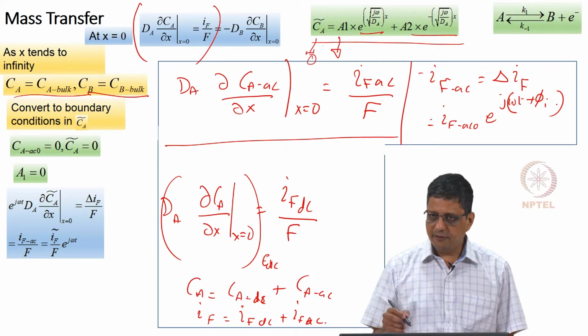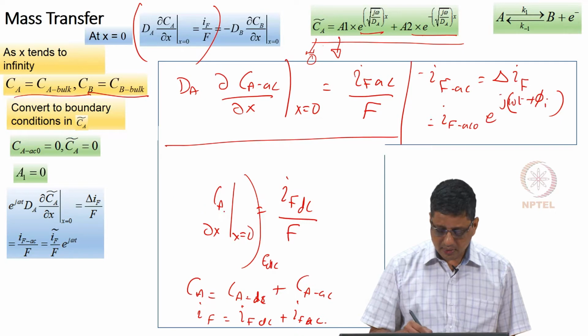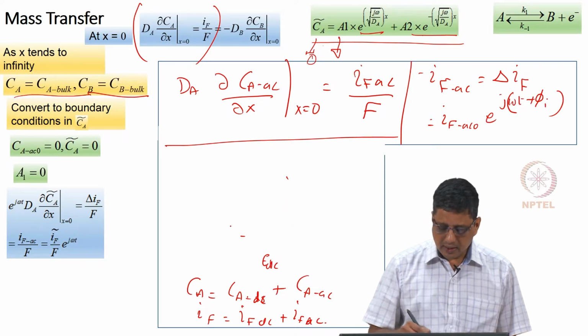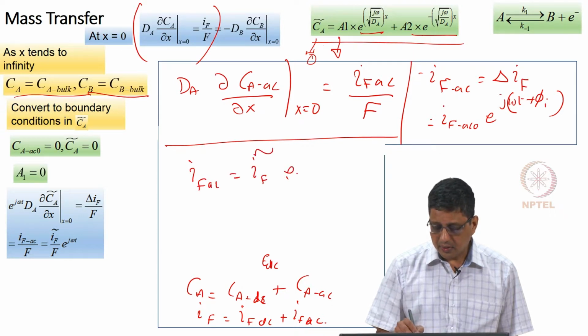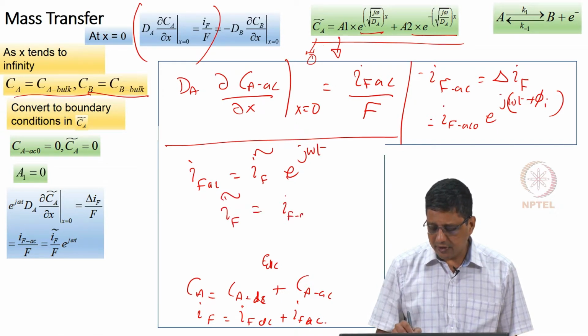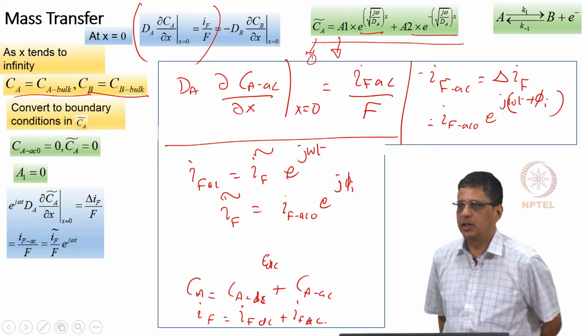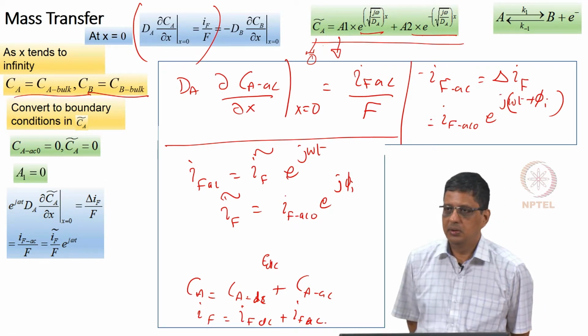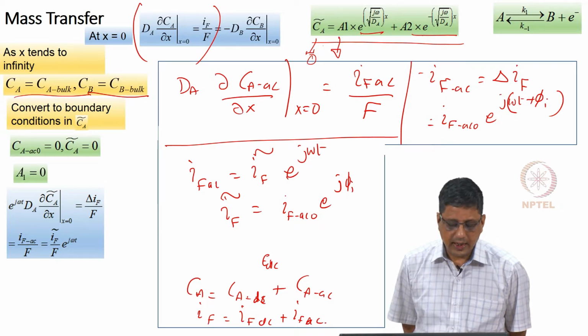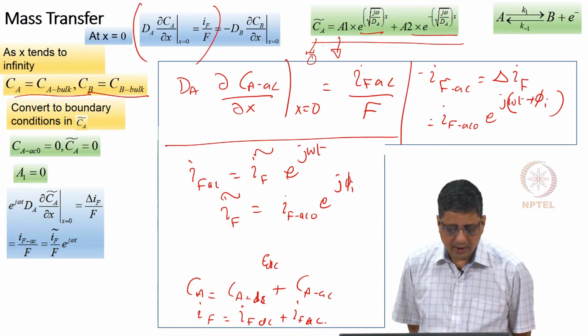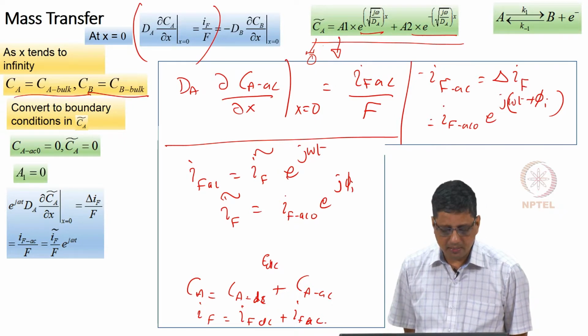Now, just like we have done it for Ca, we can also say that If AC can be written as If tilde e power j omega t, where If tilde just makes it a little easier for us to do the calculation, that is all. So, we can get rid of the time factor from this. So, in del If by f we will write it as If AC by f, and that is going to be If tilde e power j omega t by f.